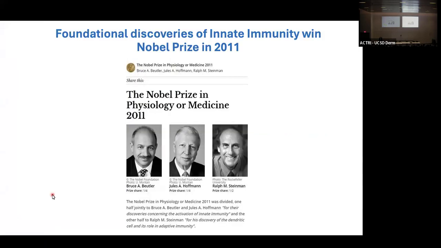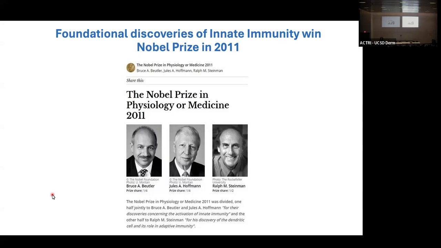And what my laboratory works on is innate immunity. Innate immunity has become defined as that aspect of our host defense system that's genetically programmed. There's no need to learn. Your innate immune system can change over time, but it's not necessarily being educated.